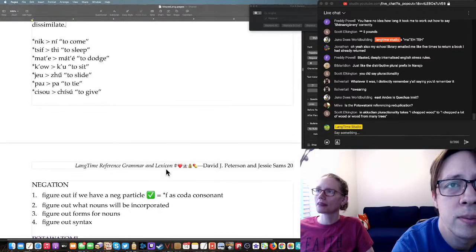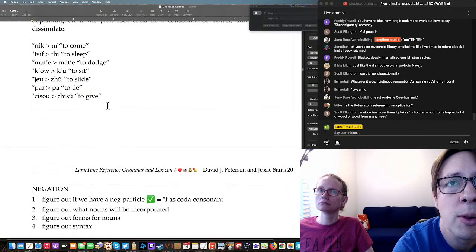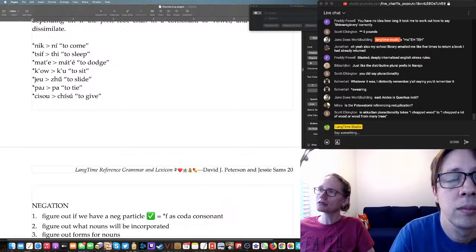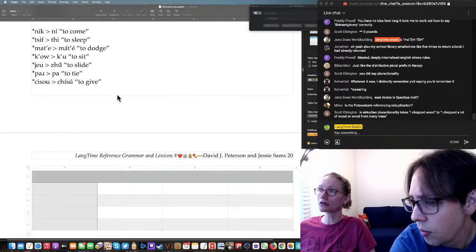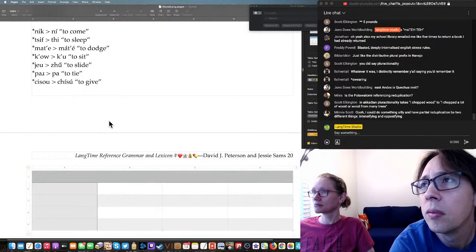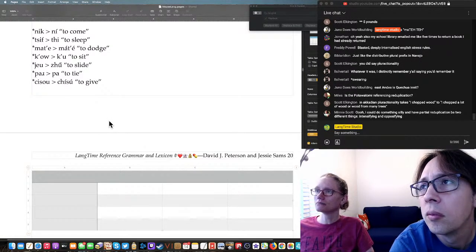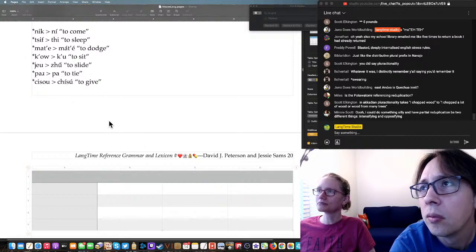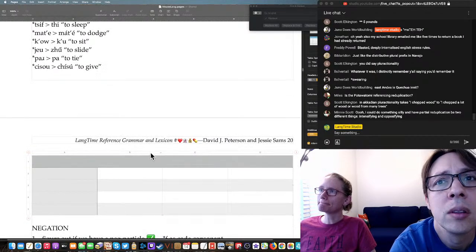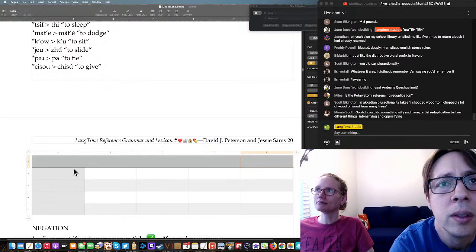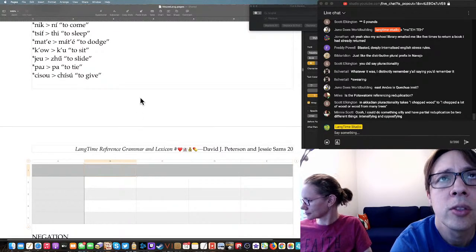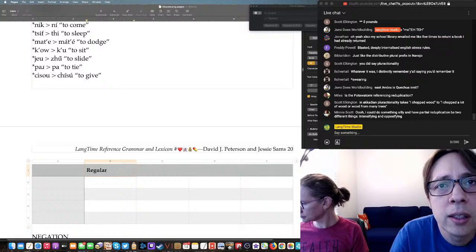Okay, this is great, but let's do a table. Scott says in Acadian, pluractionality takes "I chop wood" to "I chopped a lot of wood" or "wood from many trees." Nice. Oh my gosh. Cool, yeah, go for it. Make a table. Okay. And then we're gonna do that, and then reduplicated.